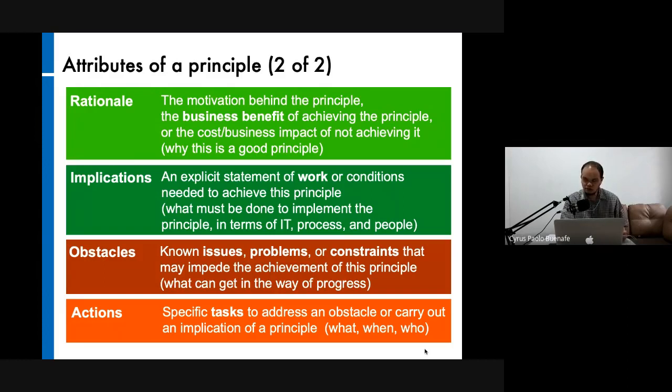What about obstacles? Okay, obstacles, these are known issues, problems, constraints that may impede the achievement of this principle. So the question that you want to answer is what can get in the way of progress in achieving the principle to be true? Okay. So with these two attributes, rather, the implications and the obstacles, then you derive your actions. So these are specific tasks to address an obstacle or to carry out an implication of a principle. So typically the what, the when, the who, that's when you start to put in the more details.